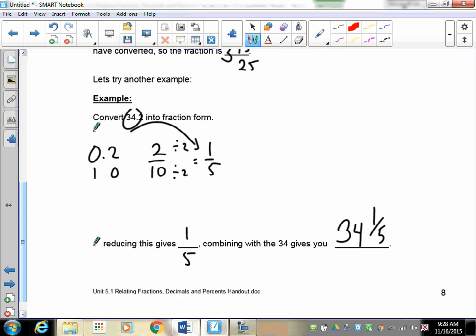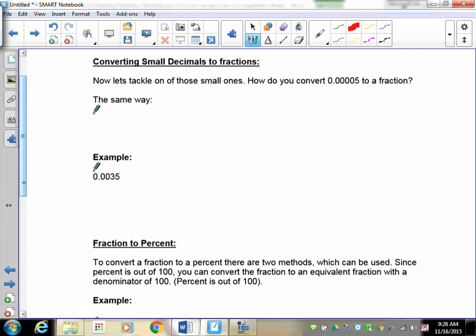Okay, what if this was a very small decimal? You take a look at it, it's exactly the same way as we did it before. You need to find out the position that the 5 is in, or put the 1 under the decimal, and then put zeros under everything after the decimal. So I'm going to give you a second to try this.